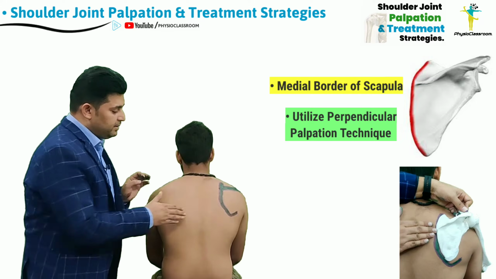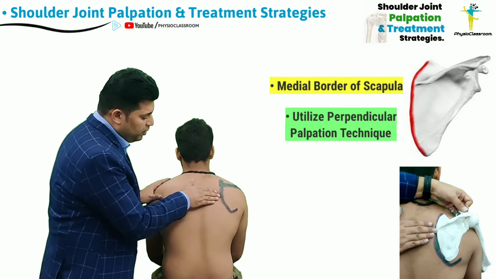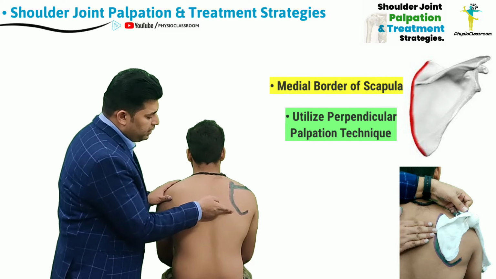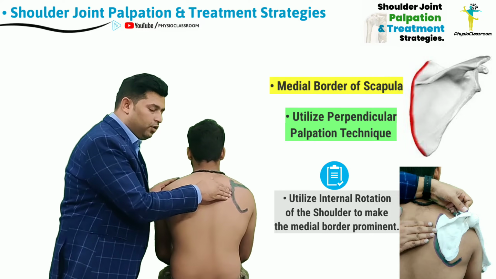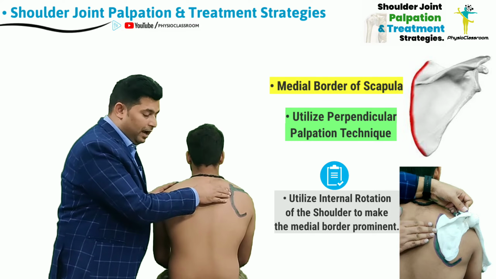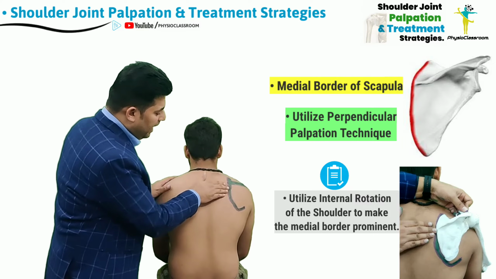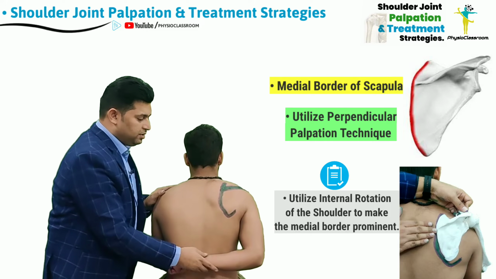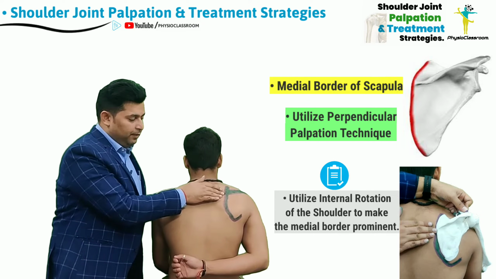Now utilizing this transverse or perpendicular palpation method, the therapist keeps on following the medial border of the scapula from the caudal to superior direction. Wherever it becomes difficult to accurately palpate the medial border, as was mentioned in the previous video, the therapist can always ask the patient to bring the shoulder back into medial rotation, and this is going to pop up the medial border of the scapula.